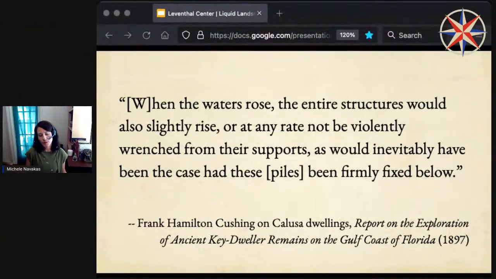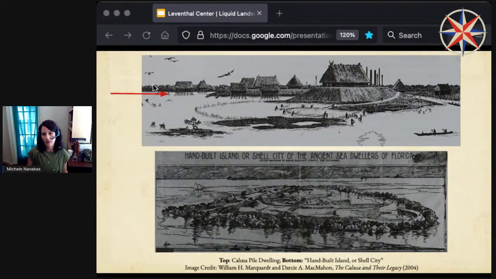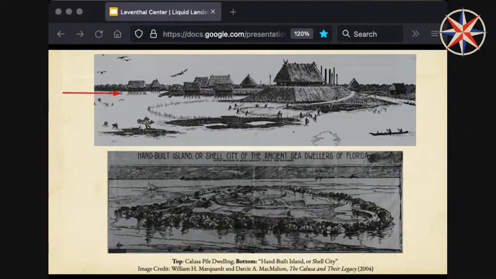when the waters rose, the entire structures would also slightly rise, or at any rate not be violently wrenched from their supports, as would inevitably have been the case had these piles been firmly fixed below. So here is a contemporary artist's rendition. I've put this arrow here to signal the stilts you can see, hopefully. It's a contemporary artist's rendition of Calusa pile dwellings. And then below that is a drawing of a Calusa village of mounds, ridges, and canals, as those were imagined by an artist working in 1896.